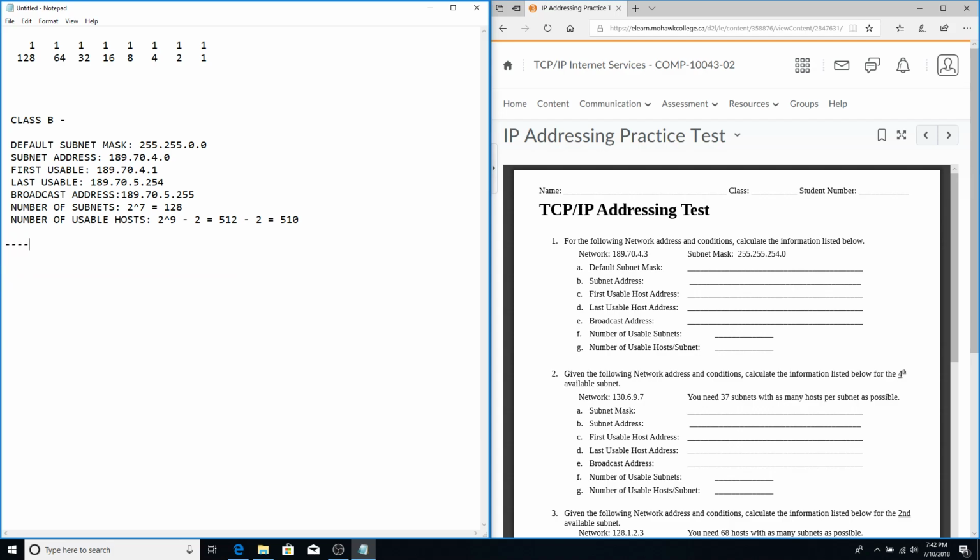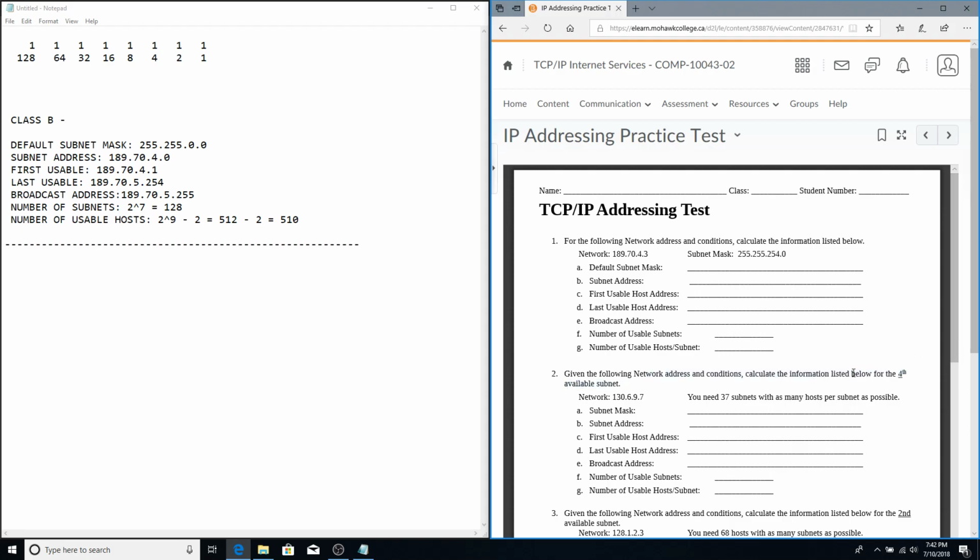So question type 2 is now saying we need to create subnets, and we need to figure out, in question type 2 specifically, what is the range of the 4th available subnet. So it says, given the following network address and conditions, calculate the information listed below the 4th available subnet. Network address is 130.6.9.7, and you need 37 subnets with as many hosts per subnet as possible.